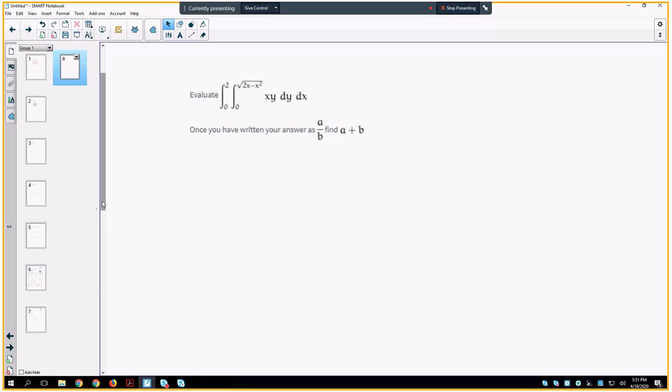So I have an integration in terms of x and y. It's the integral from 0 to 2, integral from 0 to the square root of 2x minus x squared, of x times y, dy, dx. So I want to try to figure out what that looks like in my xy plane. My bounds for y are between 0 and this square root, so I'm going to set y equal to the square root.